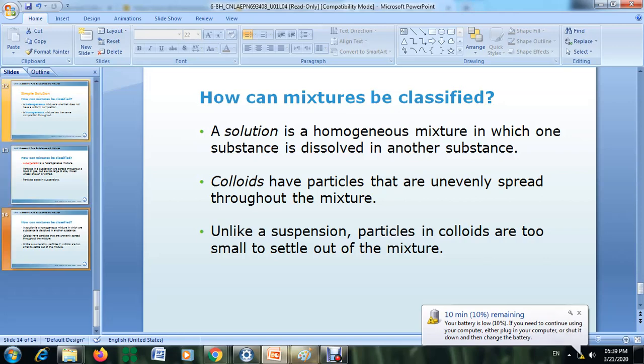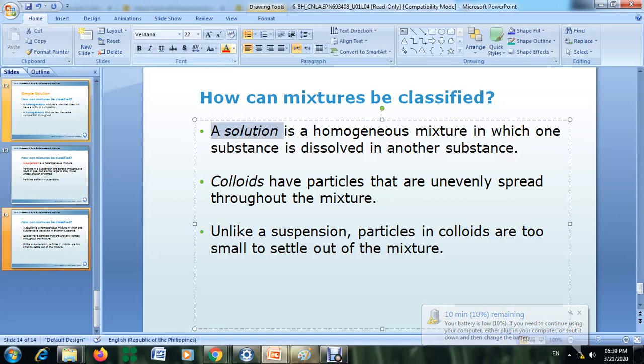Okay, so the third one, let's talk about it. The third one is called colloids. Colloids are heterogeneous, and have particles that are unevenly spread throughout the mixture. Unlike suspension particles, colloid particles are too small to settle out of the mixture. So the particles will not settle down in the beaker. They will stay in the mixture. You can see them, but at the same time they will not settle down.